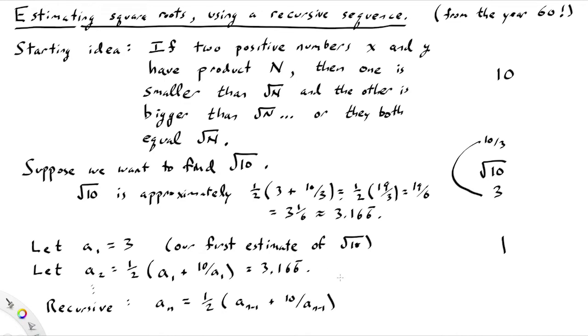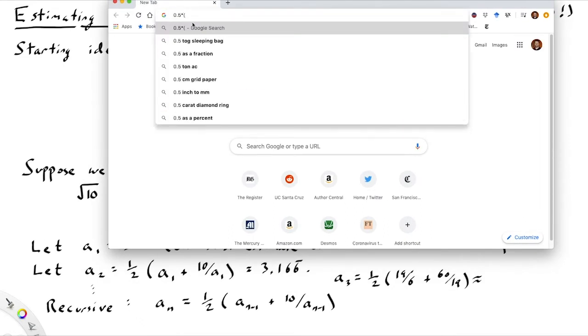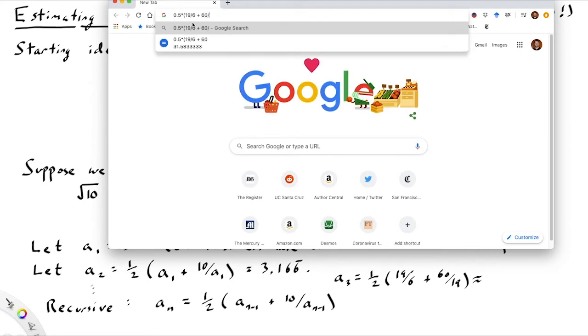So already, if I want to produce A3, this will be the average, one half of A2, which is 19 sixths, and 10 divided by this. 10 divided by this fraction ends up being 60 nineteenths. And let's break out our calculator to figure out what this is. I'll just use a trick, which is that you can use a Google search for a calculator. I want to know what half of 19 sixths plus 60 nineteenths is, and I get 3.16228.